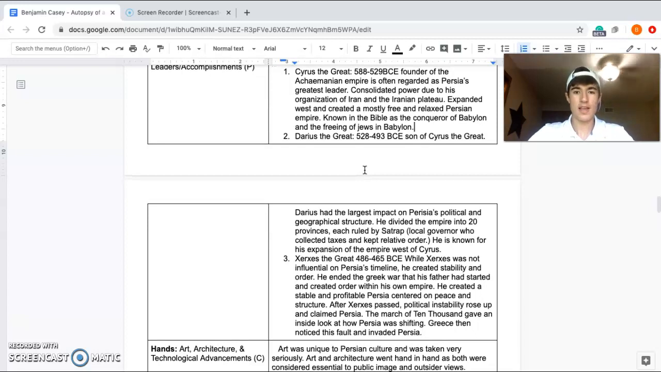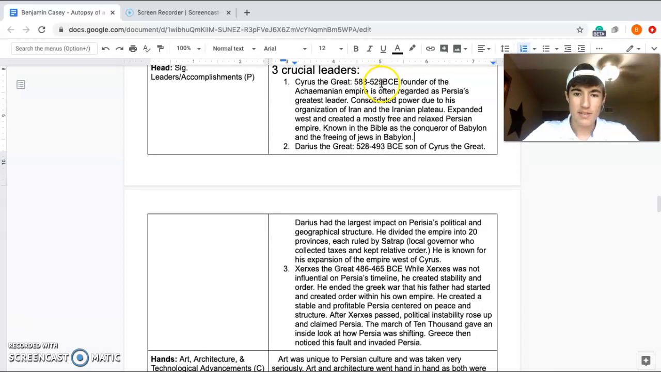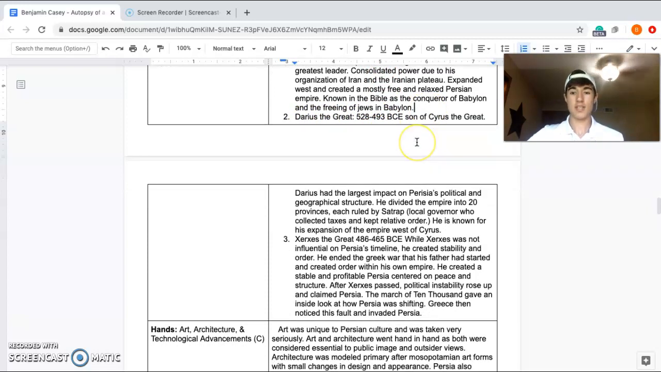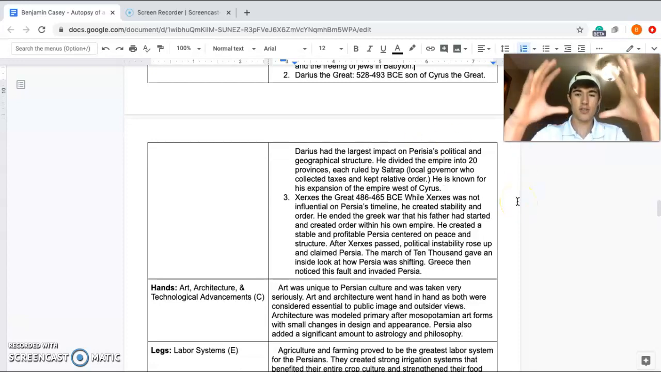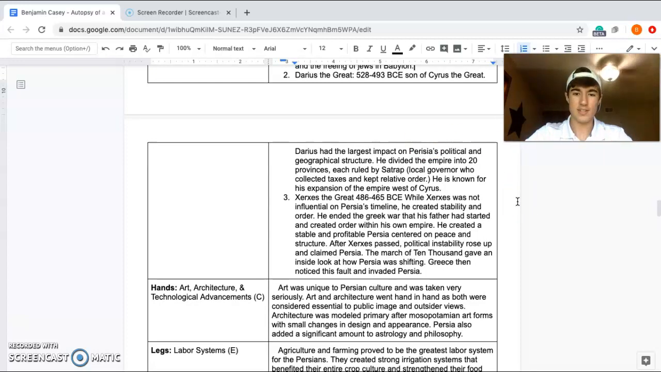Good guy. He dies in 529 BC, and then in 528 BC, his son Darius the Great takes over. He was the son of Cyrus the Great. And Darius had the largest impact on Persia's political and geographical structure. Why? Because when he took the Persian Empire, he divided it into 20 different provinces, and they were each ruled by someone called a satrap.